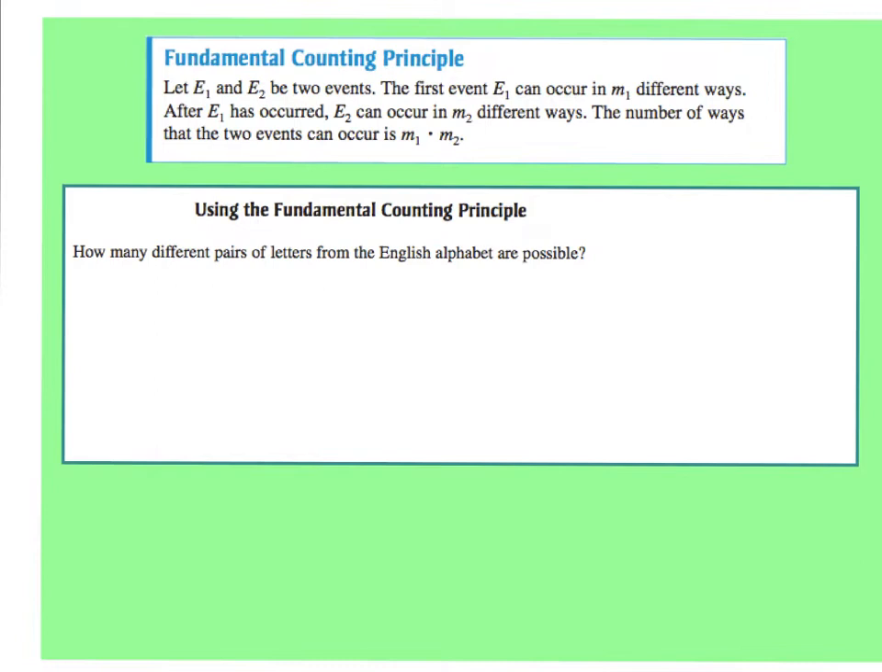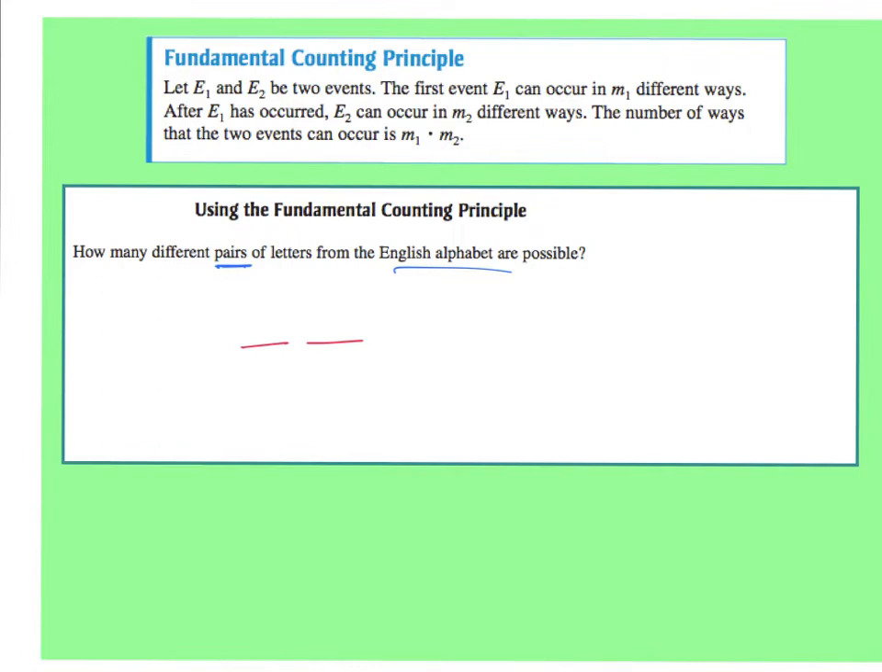All right, so here we go. How many different pairs of letters from the English alphabet are possible? Well, what's important here? Pairs is the important part, and the English alphabet. So what does a pair mean? There's going to be 2. So this is how I'd kind of help you do it. I'd put in 2 blanks.